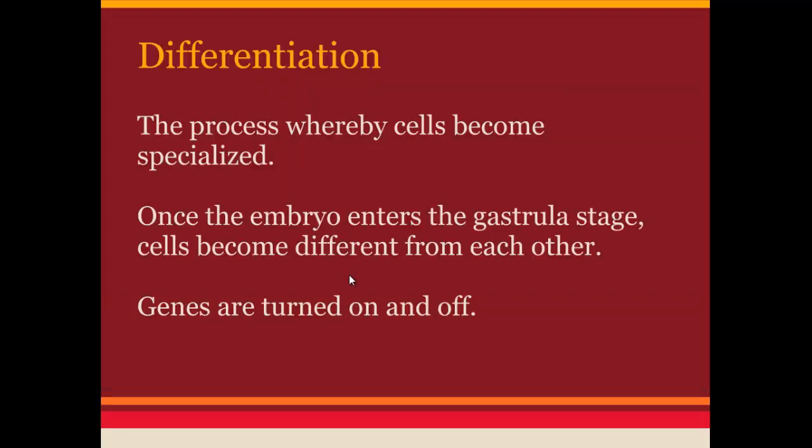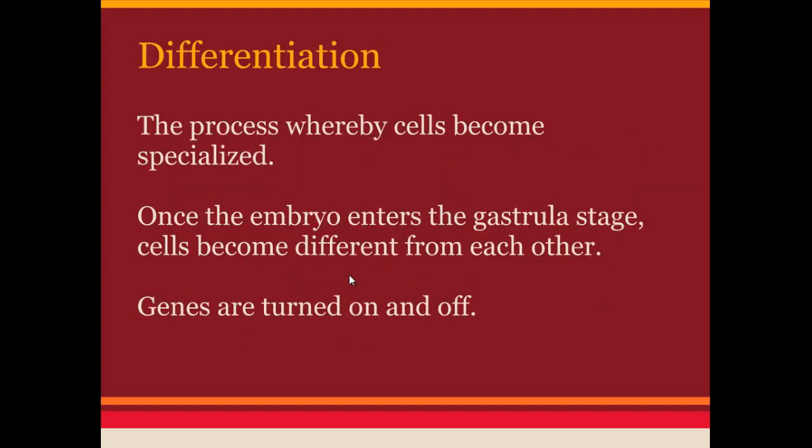So this is called differentiation. That's the process whereby cells become specialized, or where they develop different jobs. Once the embryo enters the gastrula stage, cells become different from each other. The question we want to ask is, how is it that cells can be different from each other when they all have the same DNA? They all came from the same 46 chromosomes. So the answer is that different genes are turned on and off in different cells. So if I'm going to become a blood cell, my genes for blood cells are turned on, and all my other genes are turned off.